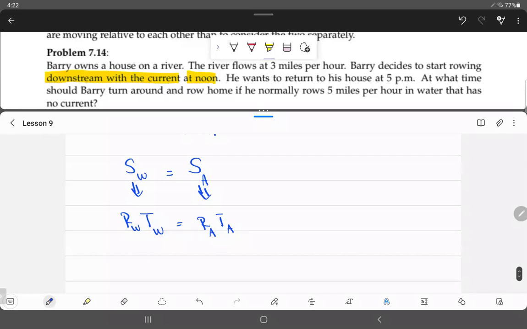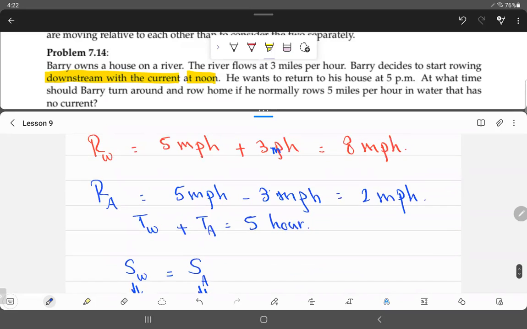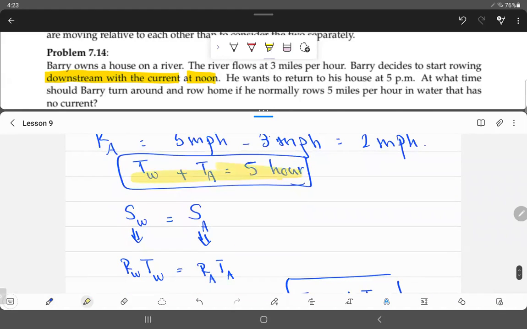But RW, we know it. His rate with the stream, which is 8, times TW. RA is 2 times TA. What does this tell me? Divide by 2 by 2. So the time against the stream is equal to 4 times TW. And we know this other equation. So I'm going to use these.